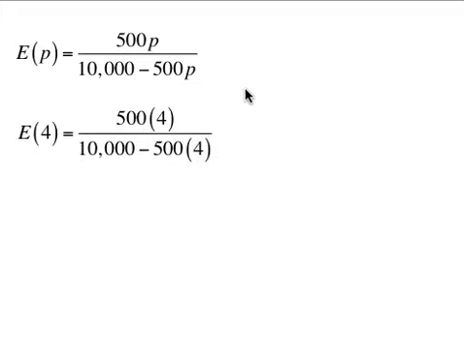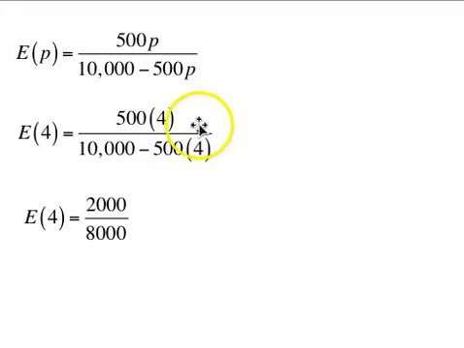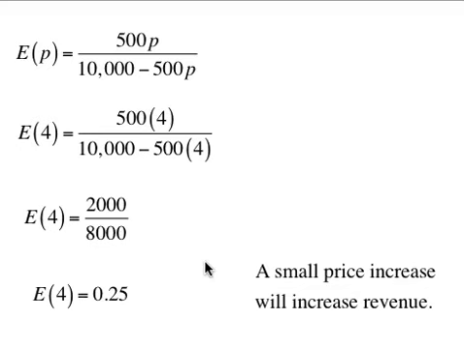And we want to plug that in for certain values, starting with 4. So what is the elasticity at a price level of $4 a unit? 500 times 4 divided by 10,000 minus 500 times 4. 500 times 4 is 2,000, so 10,000 minus 2,000 is 8,000. 2,000 over 8,000 is a quarter, or 0.25. So that is an elasticity of less than 1. So how do we interpret that? A small price increase will increase revenue. So we should consider raising the price from $4 maybe to $5 to see that we're going to have increasing revenue. So again, a small increase in price will increase our overall revenues.